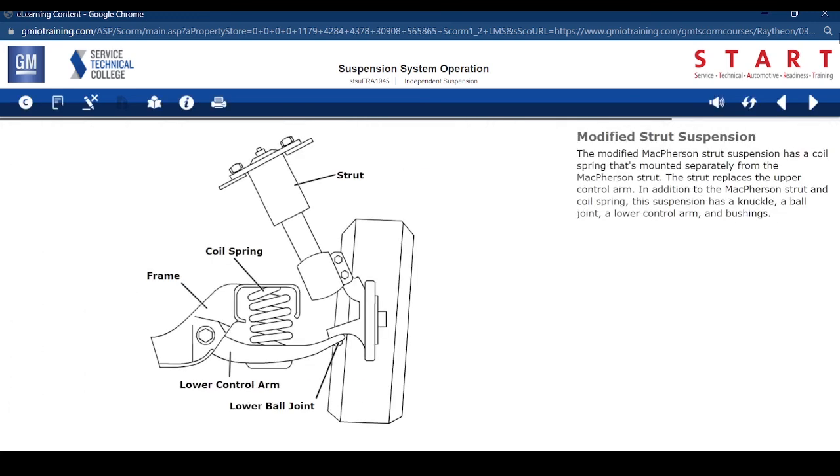The modified McPherson strut suspension has a coil spring that's mounted separately from the McPherson strut. The strut replaces the upper control arm. In addition to the McPherson strut and coil spring, this suspension has a knuckle, a ball joint, a lower control arm, and bushings.